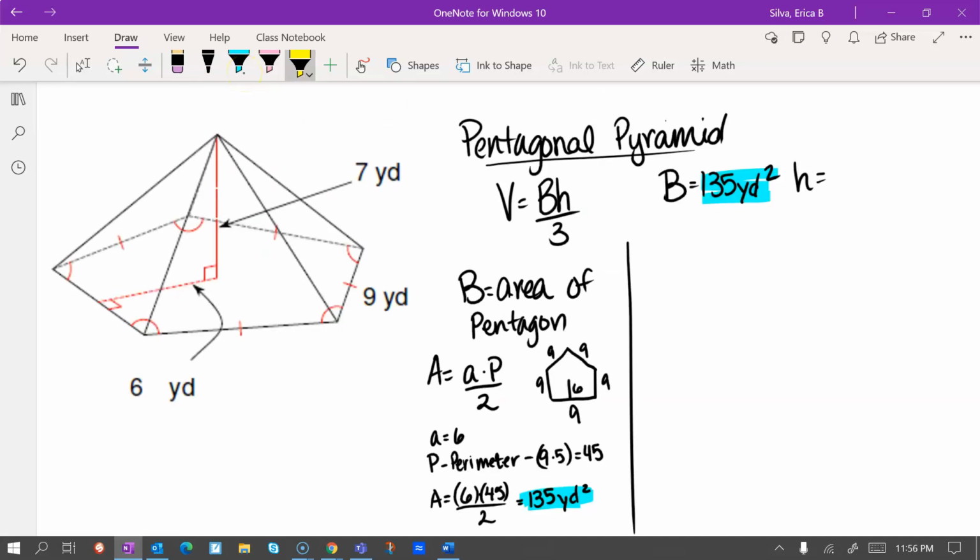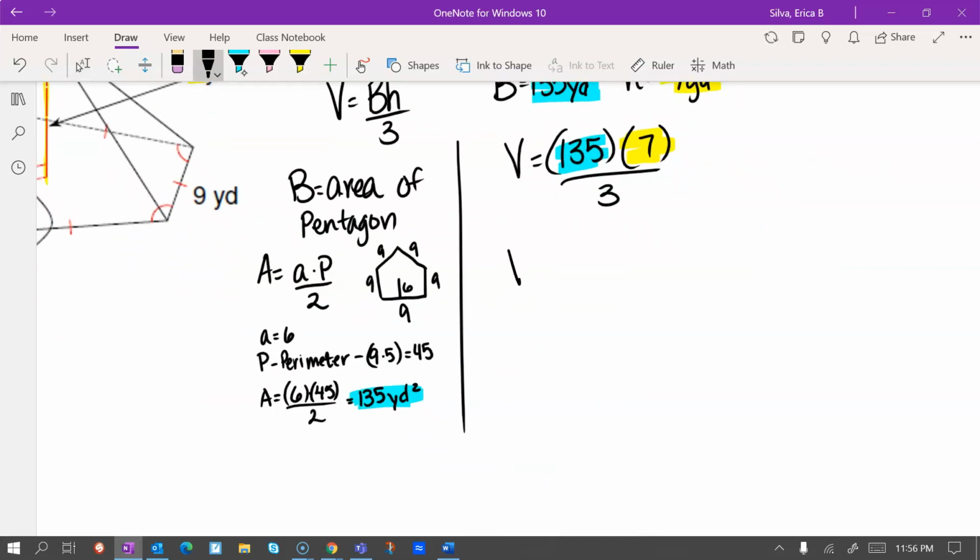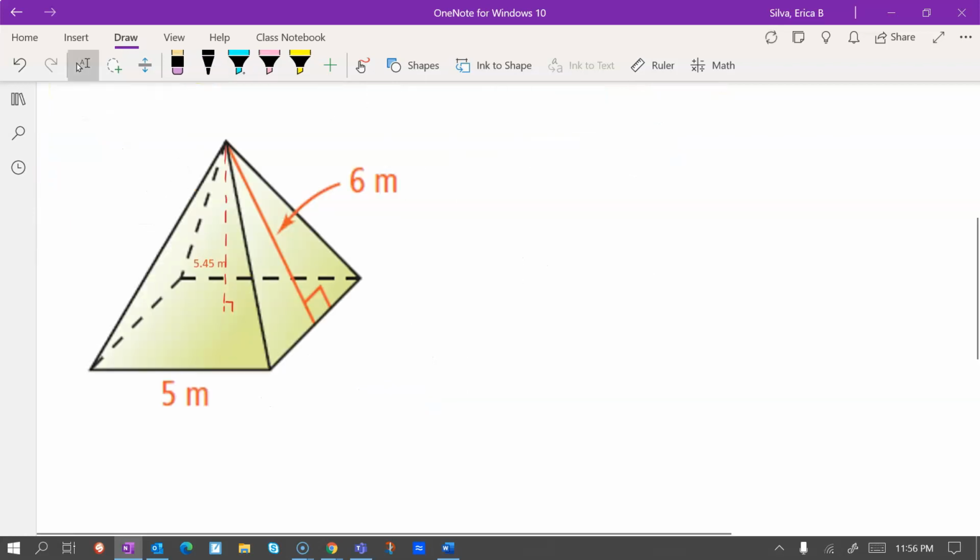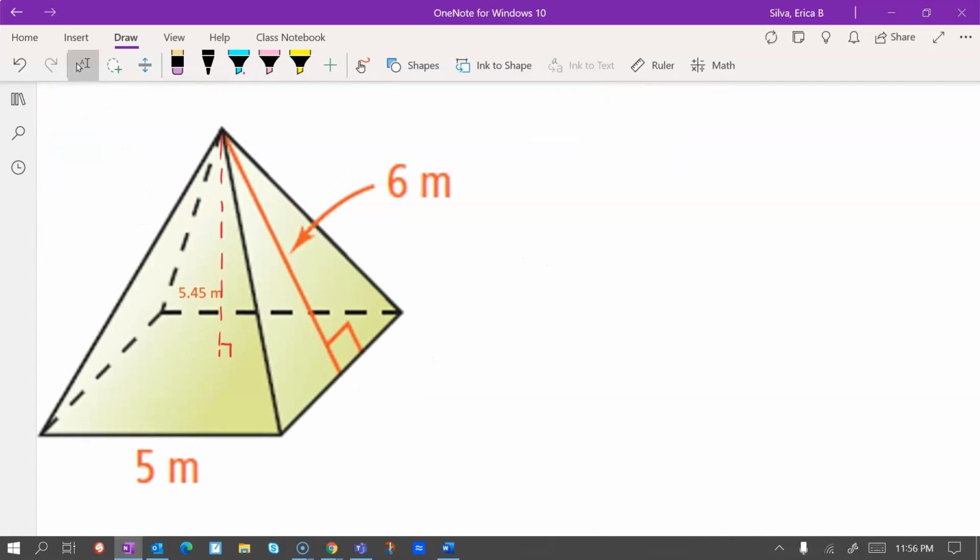To find the height of our pyramid, we go from the base to the vertex, and that gives us our height of 7 yards. Now we have both measurements. We can simply plug it in. We get the capital B times our H, and then we're going to divide that by 3. And that gives us a volume of 315 yards cubed. Let's look at our next example.